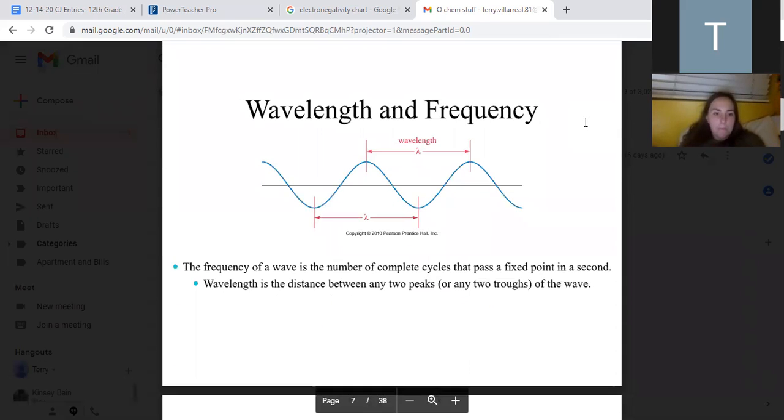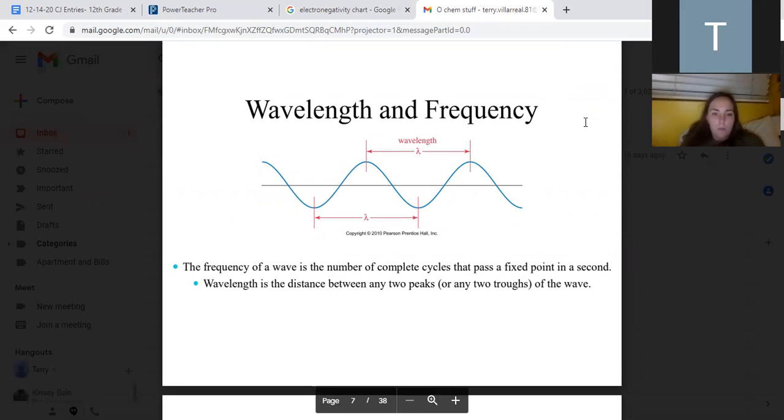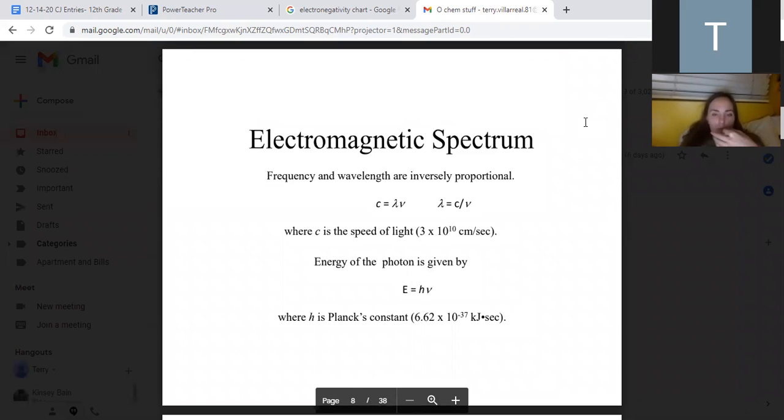Okay, so wavelength and frequency. And of course, the higher the frequency, the higher the energy. Wavelength and frequency are inversely proportional. So as wavelength increases, frequency decreases and vice versa. And then, all right, so these three equations, make sure you know. The speed of light, since light travels in a vacuum, equals lambda nu. So the wavelength of light times the frequency will always equal the speed of light.